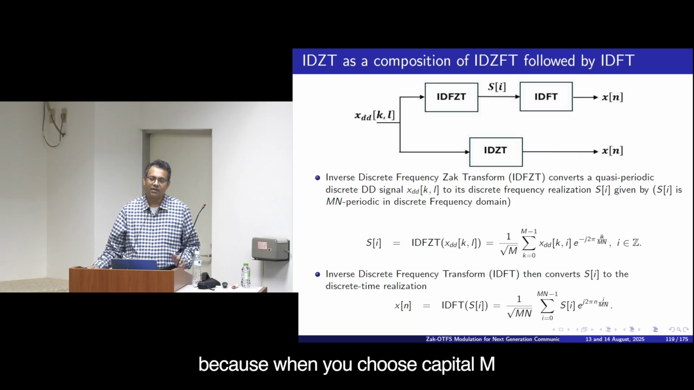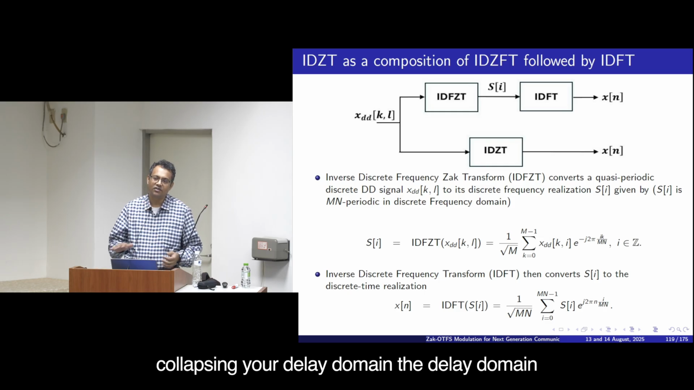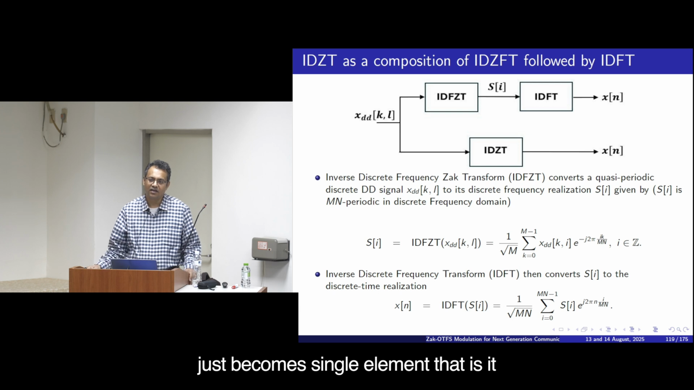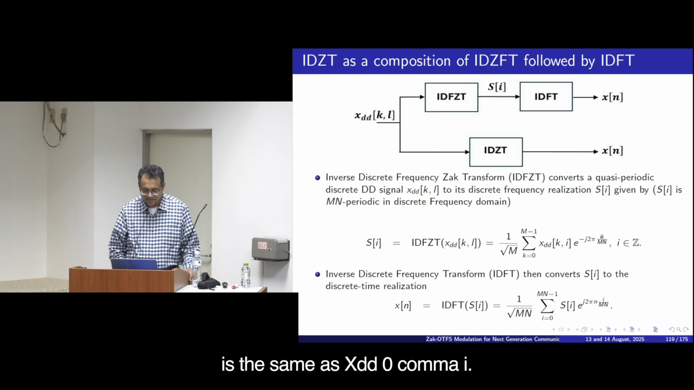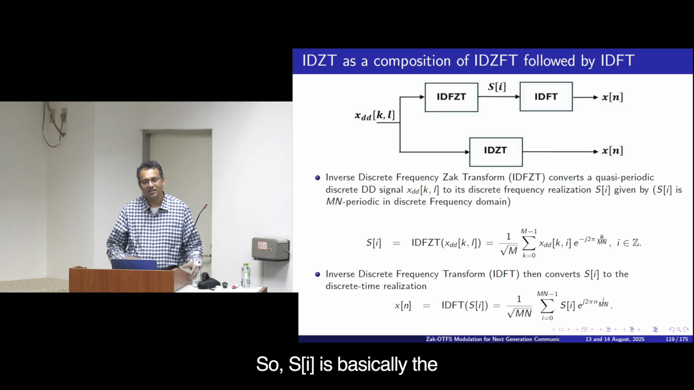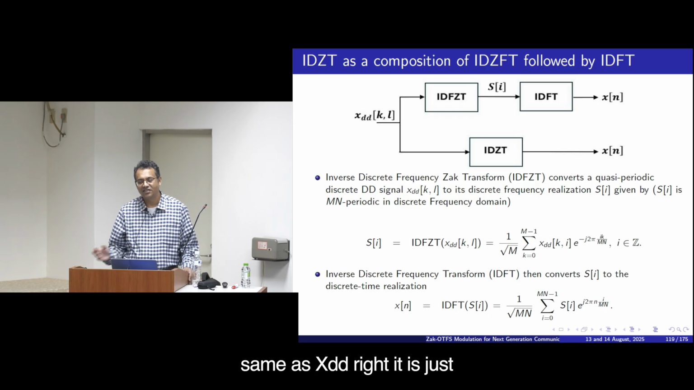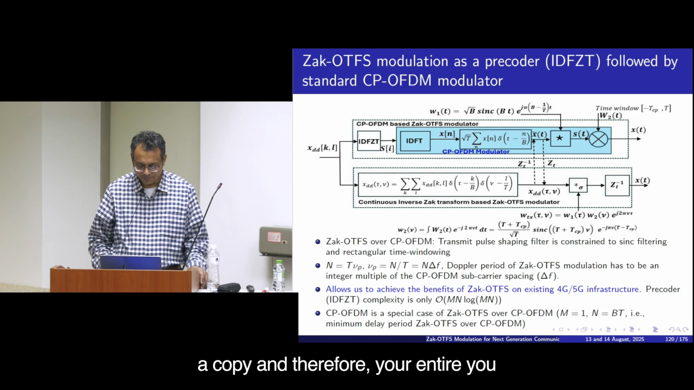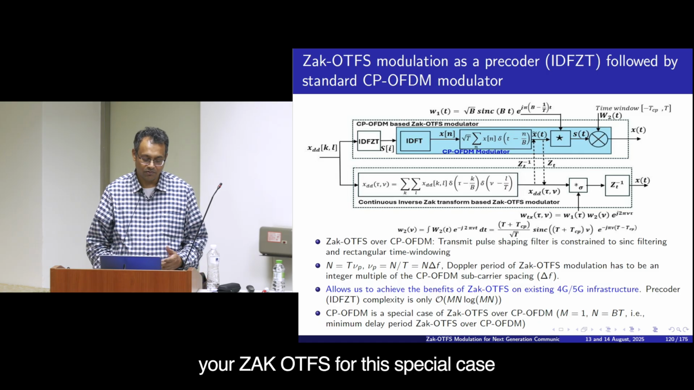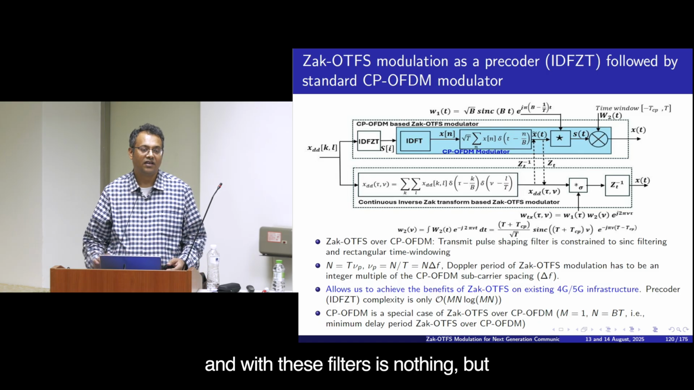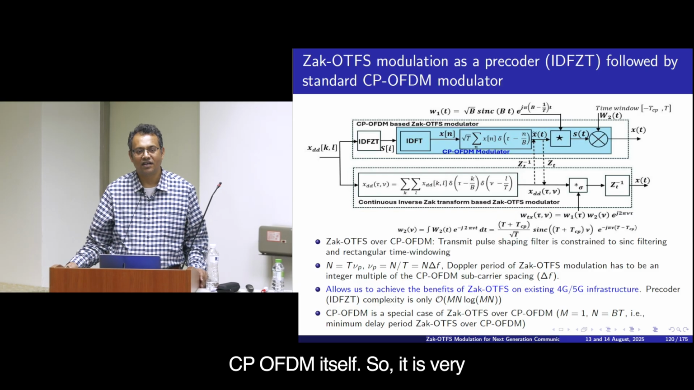because when you choose capital M equal to 1, basically you are just collapsing your delay domain. The delay domain just becomes a single element, that is it, it collapses, right. And basically s[i] is the same as x_dd[0, i]. So s[i] is basically the same as x_dd, right, it is just a copy, and therefore your Zak-OTFS for this special case and with these filters is nothing but CP-OFDM itself.